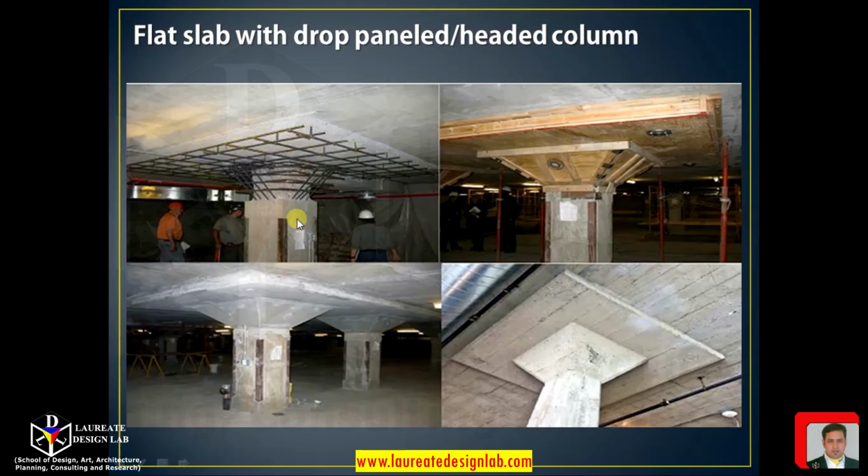Protrusion of the column is going to take the load from the structure slab through the drop panel to this external attached extra part of the column. So this will come like this, and your old structure will further live a long life. So this is another example of drop panel and headed column.